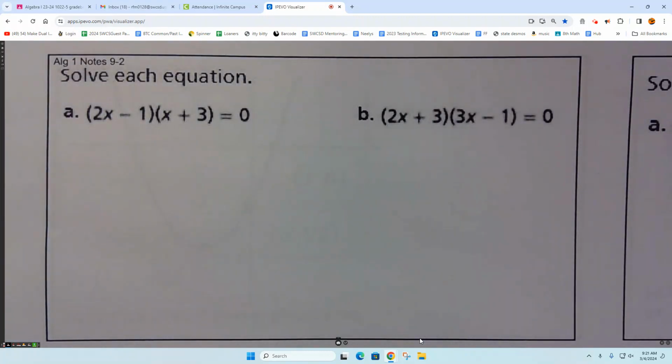Mine should have it. All right, so first thing I want you to notice. Give me your Chromebook. I don't need your charger.